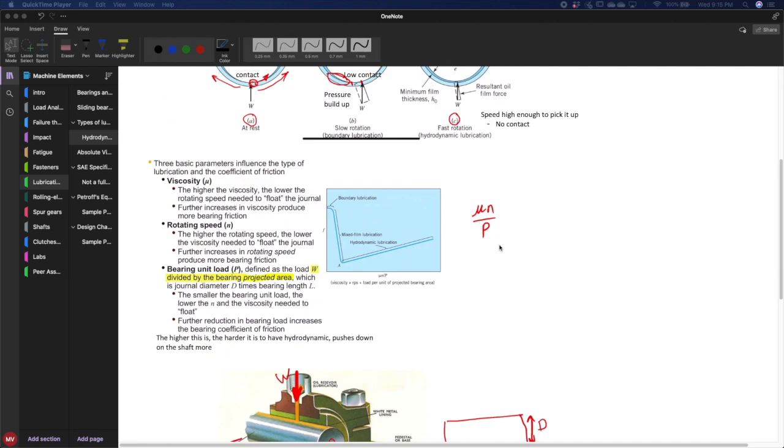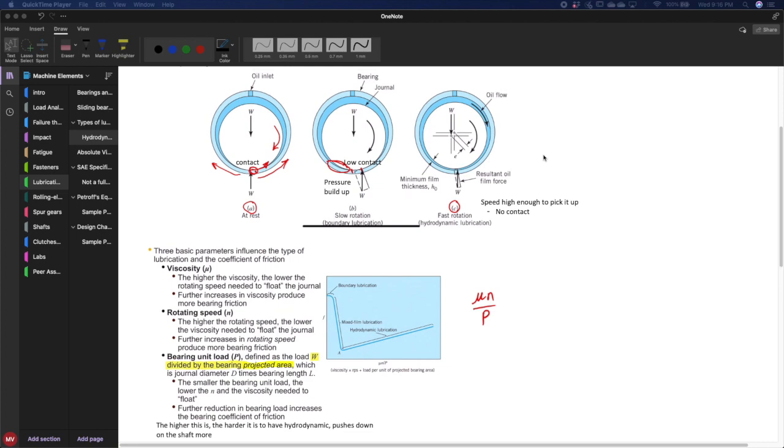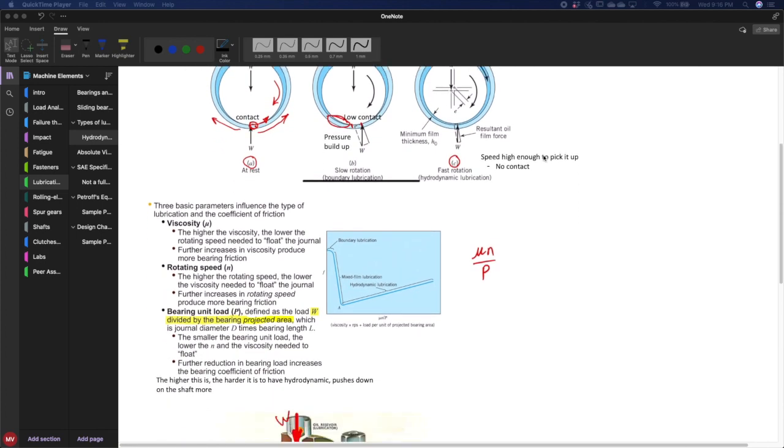There are three basic parameters which influence the type of lubrication and the coefficient of friction. The first one is viscosity. The higher the viscosity, the lower the rotating speed needed to float the two members in order to achieve hydrodynamic lubrication. The second is speed. Once our shaft reaches a high enough rotating speed, it will lift off the bearing and will allow oil to flow underneath, achieving hydrodynamic lubrication.